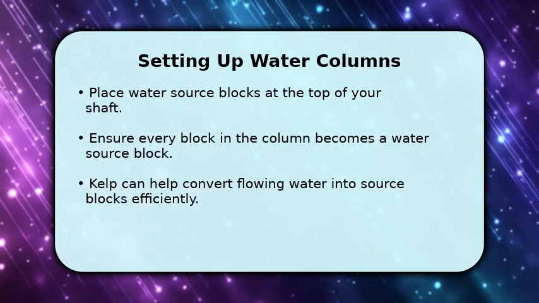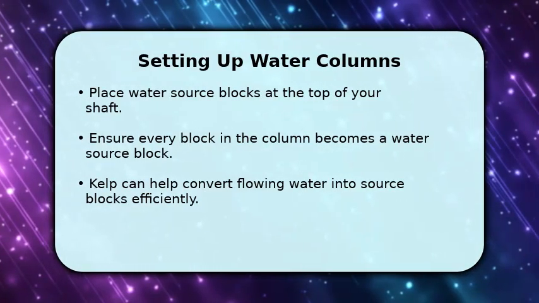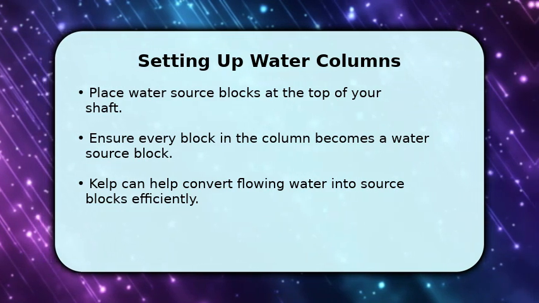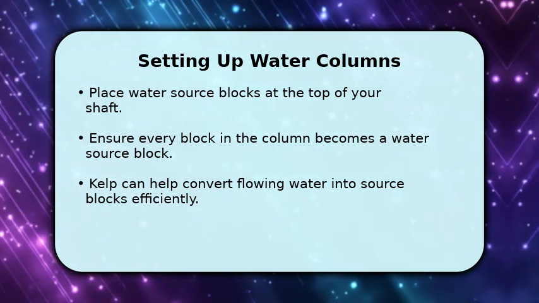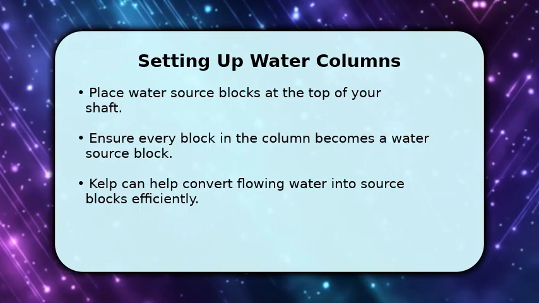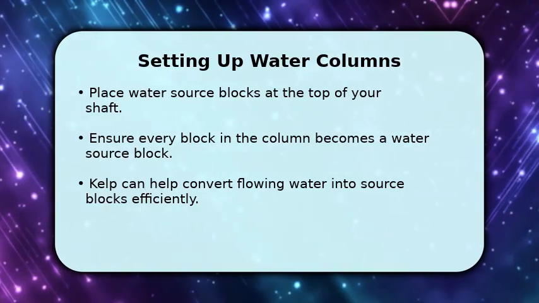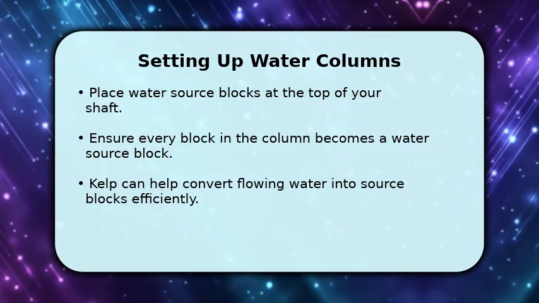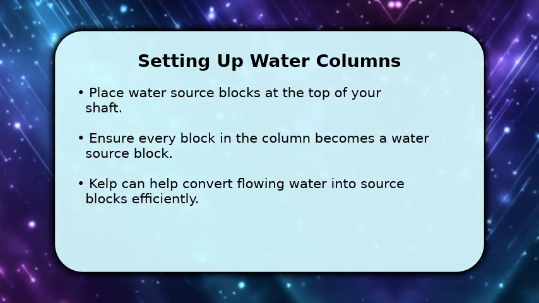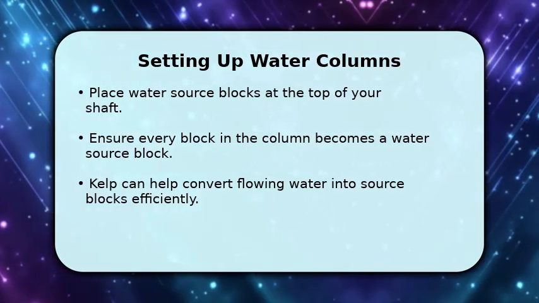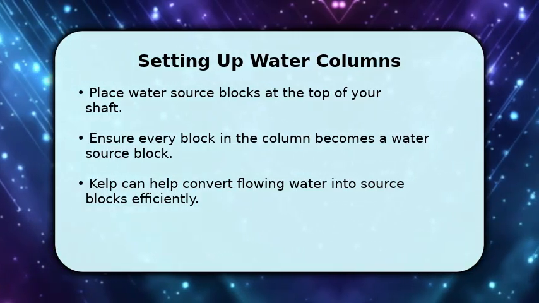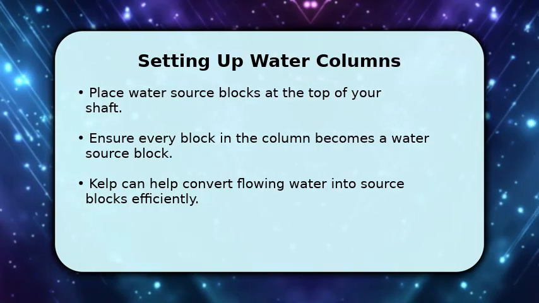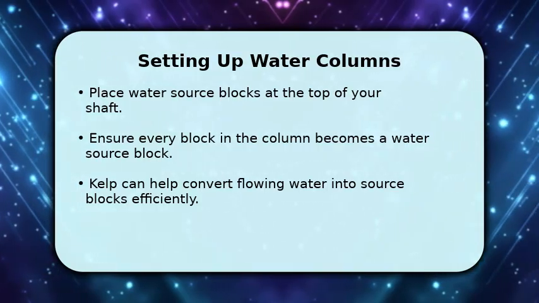To create a continuous water column, start by placing water source blocks at the very top of your enclosed shaft. You can also place kelp from the bottom all the way to the top, then break it. This method automatically converts all flowing water into source blocks, ensuring a smooth, uninterrupted column. A full column of water is essential for the bubble mechanics to work correctly.